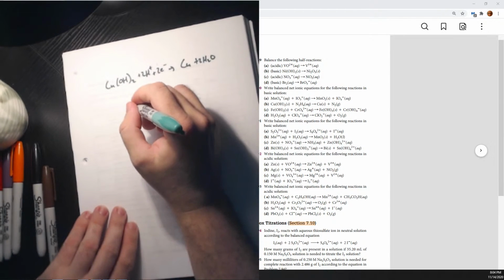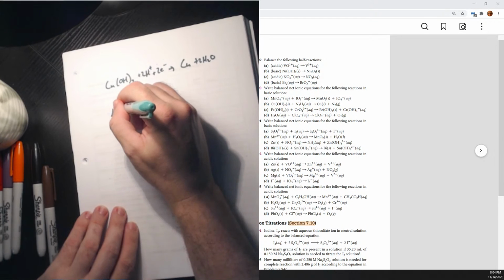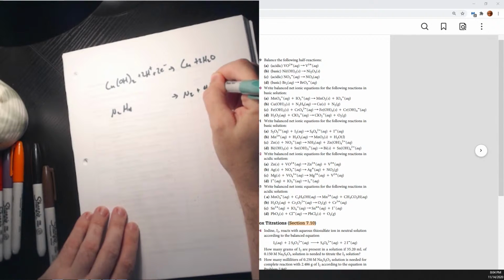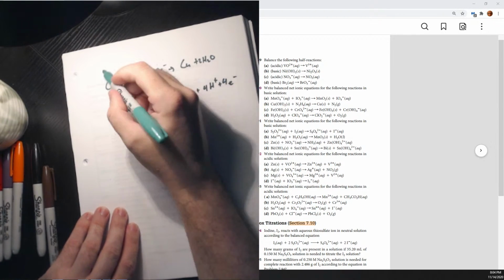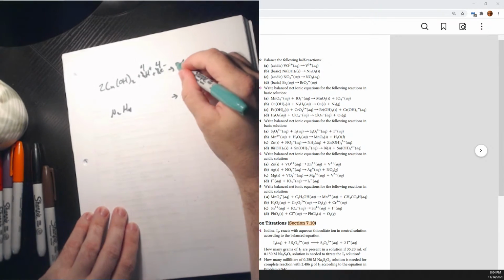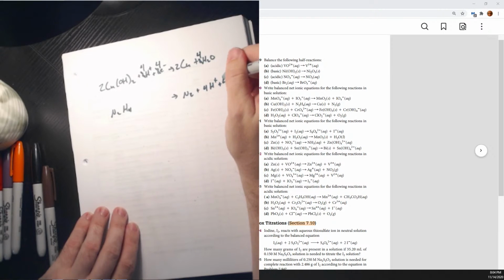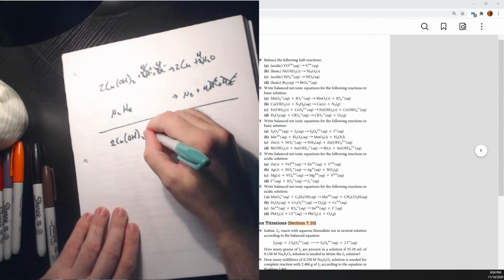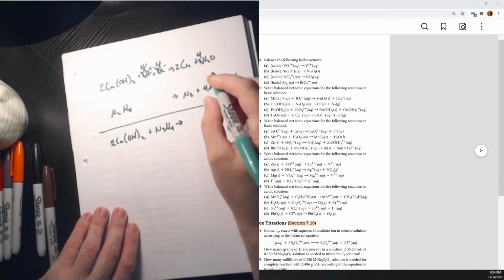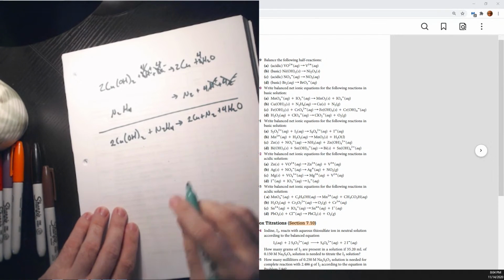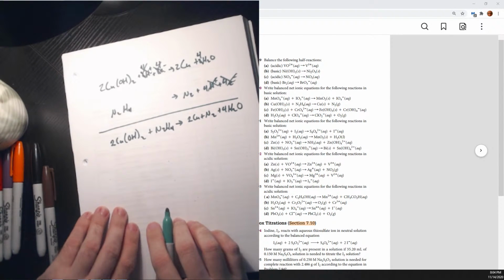Yeah, all right, and the other half, N2H4 goes to N2 plus 4H plus 4E minus, so we double everything up here. The electrons and the hydrogen both completely disappear, and we're just left with 2CuOH2 plus N2H4 yields 2Cu plus N2 plus 4H2O. Yeah, that makes sense.